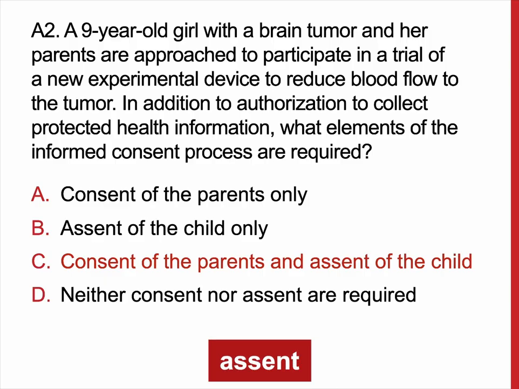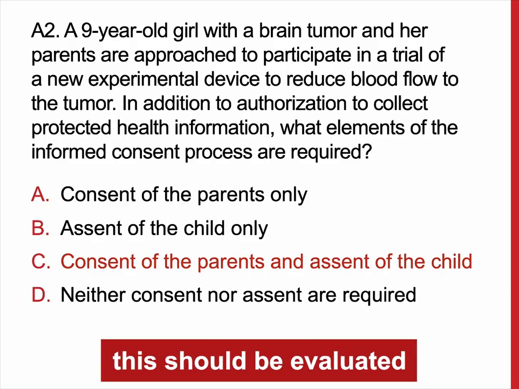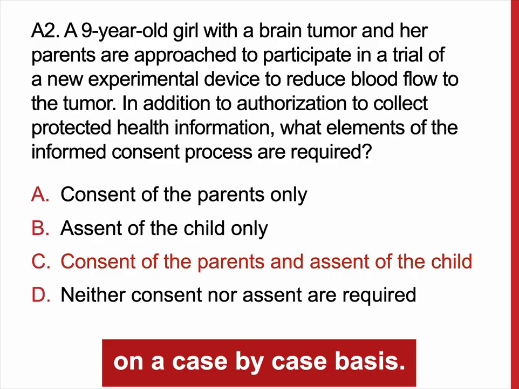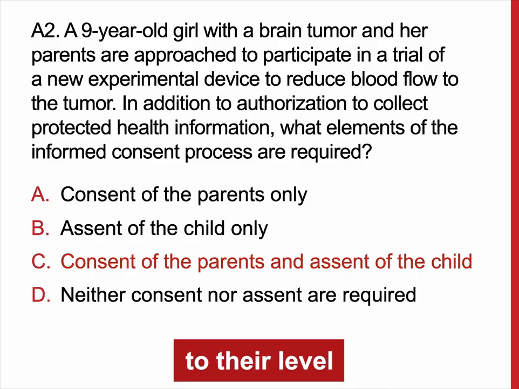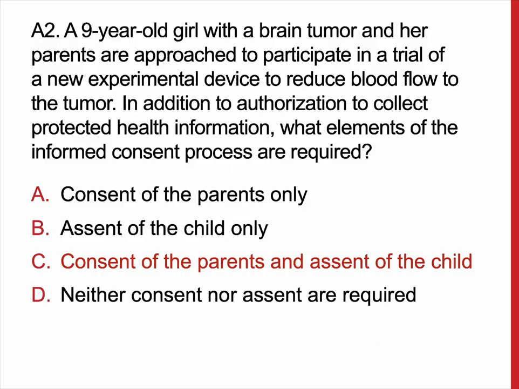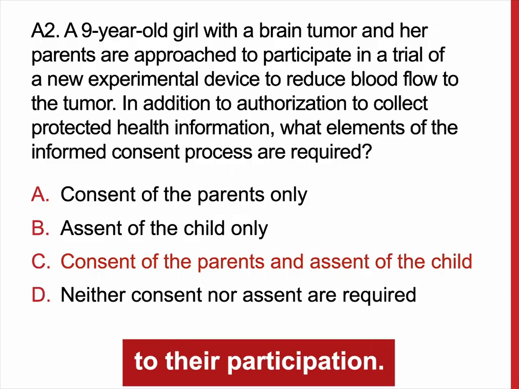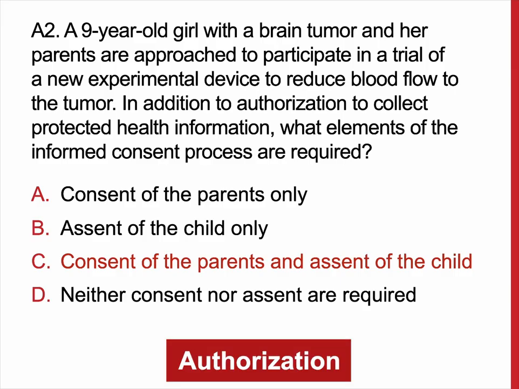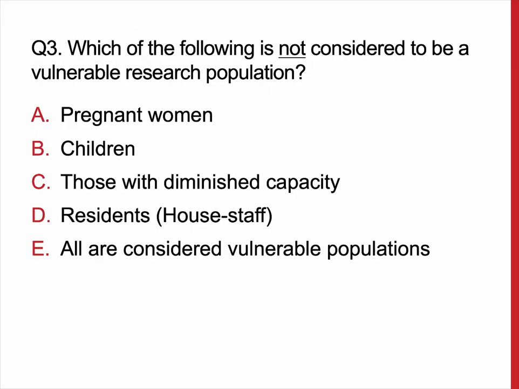In general, assent should be obtained in those over 7 years of age, though at younger ages this should be evaluated on a case-by-case basis. Assent of the child should be obtained in a language appropriate to their level of understanding. Parents must attest to the assent of the child and consent to their participation. Authorization for collection of protected health information should also be obtained.